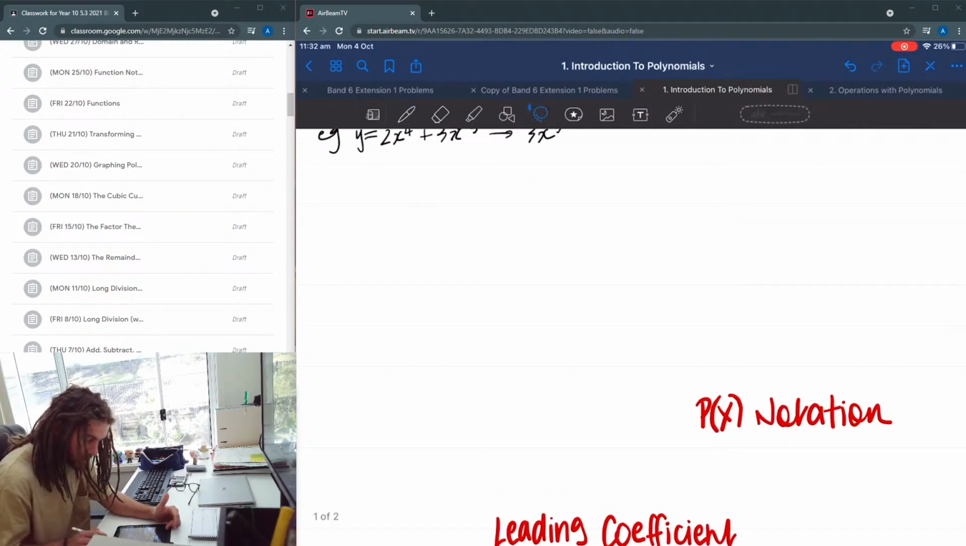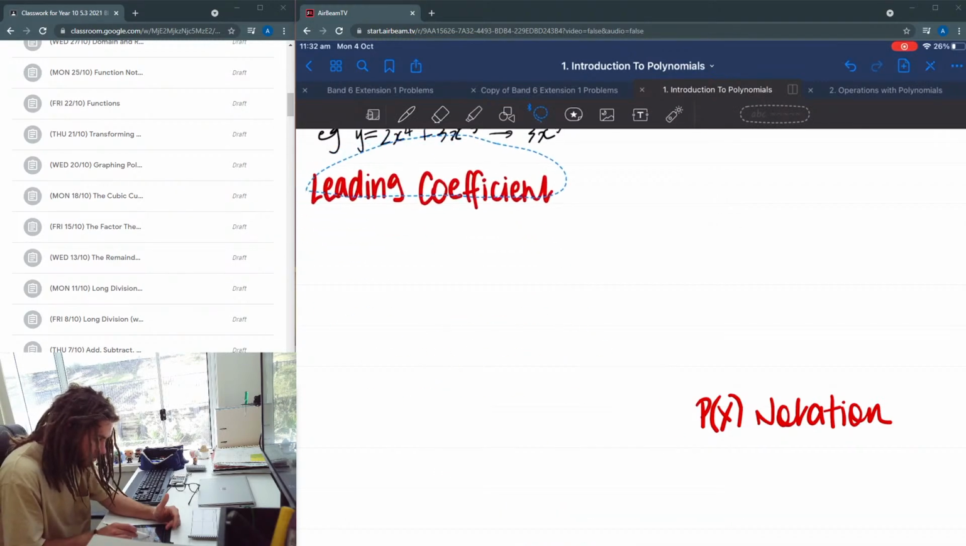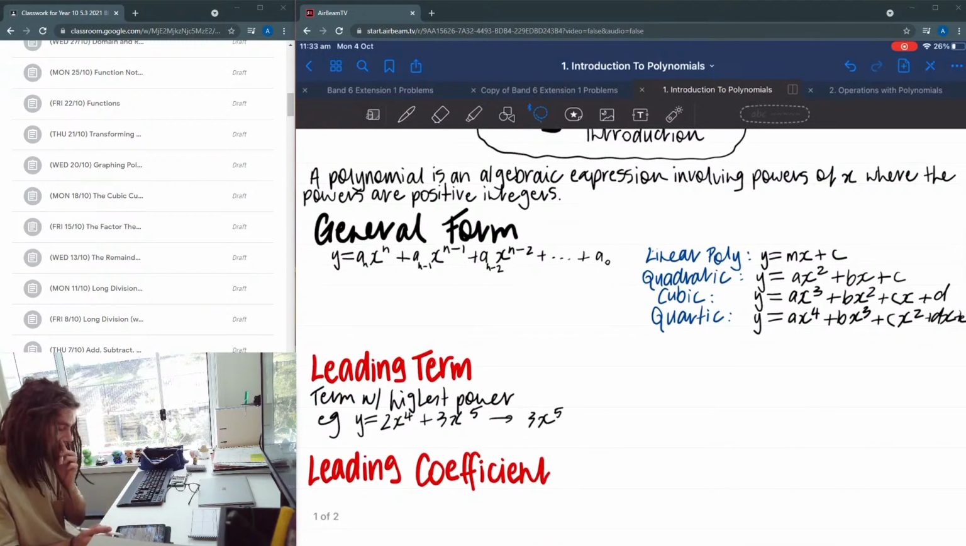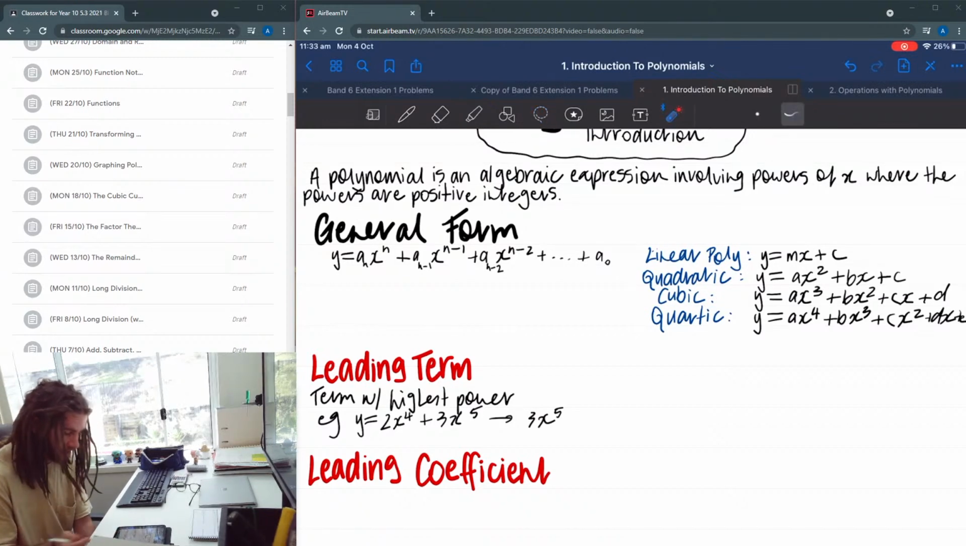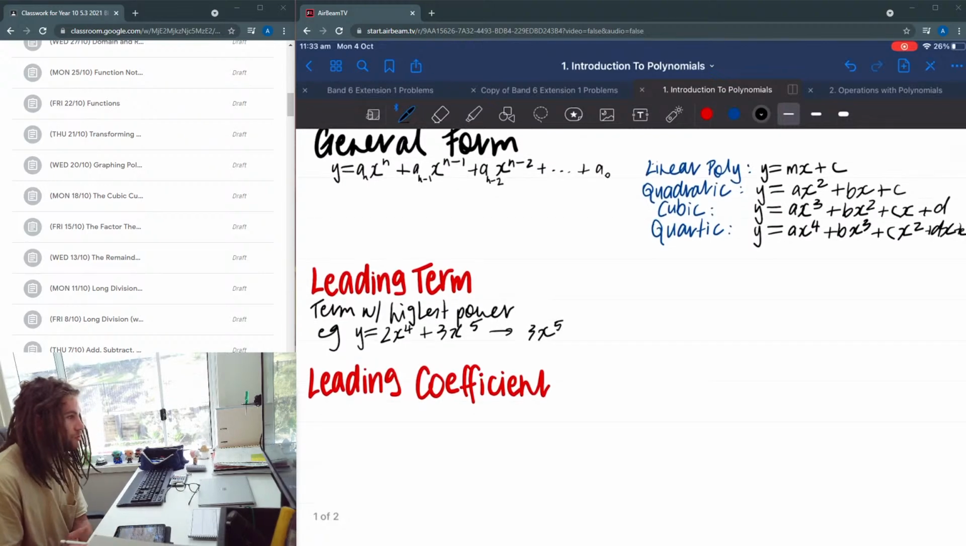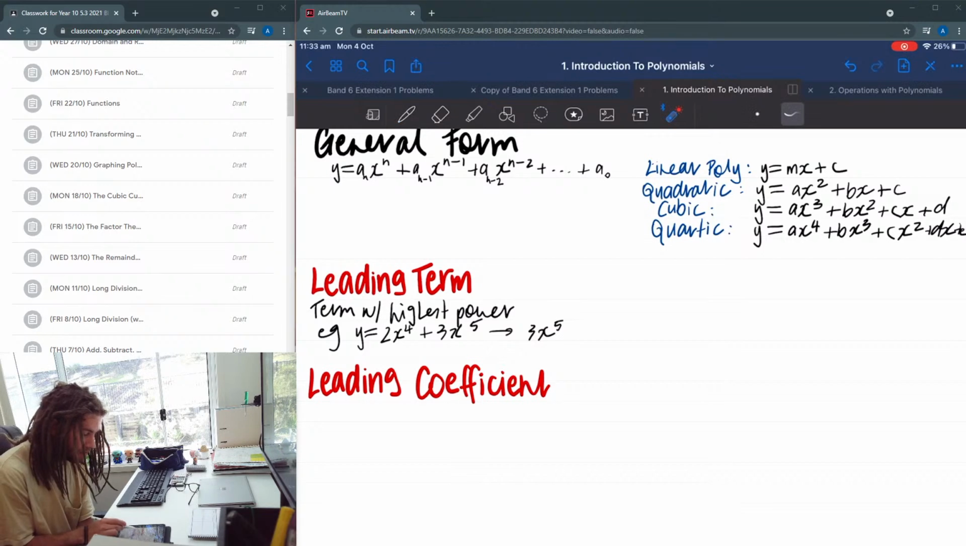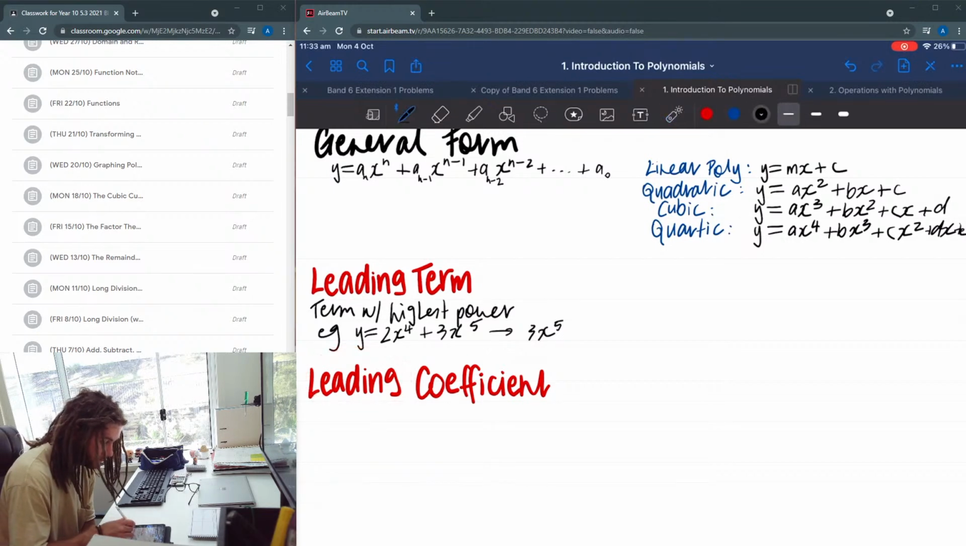The second thing is my leading coefficient. So the word coefficient I hope we've seen before. The coefficient of something is just the number that's next to a bit of algebra. So in our case, we're working with x's everywhere. So it's the number next to the leading term.